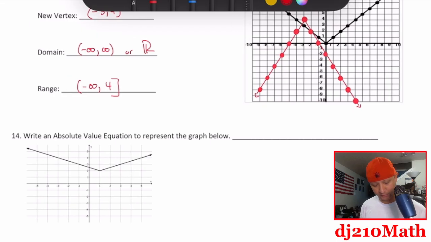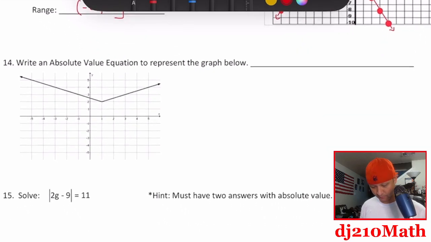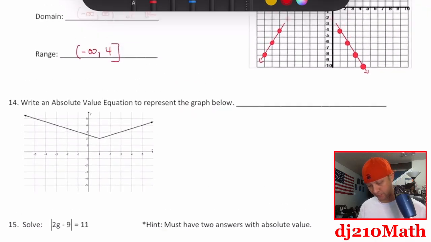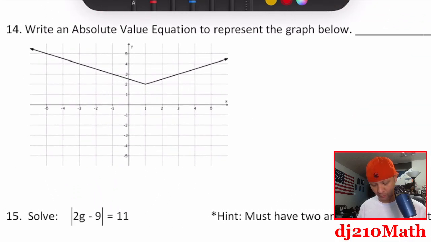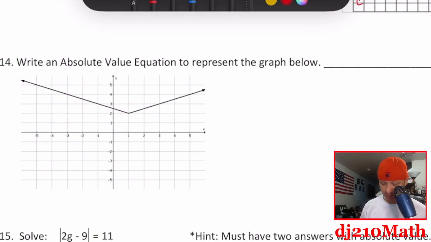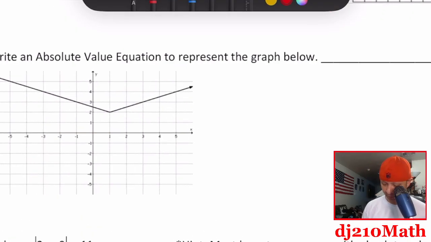All right, number 14. Write an absolute value equation to represent the graph below. Okay, so this is like going in reverse. So here we have the picture. We need to figure out where the equation makes this graph. So I know that in general, absolute value of x, right? That's the parent function. That's what this looks like because it's a v.